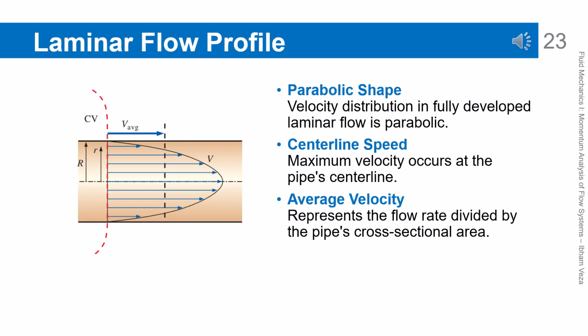Laminar flow profile. In fully developed laminar flow in a pipe, the velocity distribution has a parabolic shape. The maximum velocity occurs at the center line of the pipe, while the velocity at the wall is 0. The average velocity is smaller than the maximum velocity and is used to compute the flow rate. This profile shows that real flows are not always uniform. Understanding this profile is important for more accurate momentum analysis.